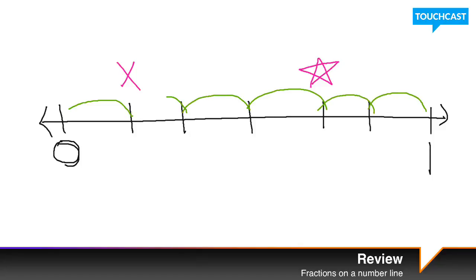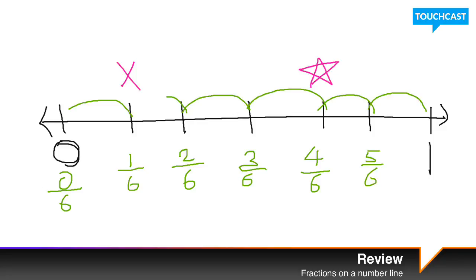So our denominator is what? 6. Let's label each point 0 over 6, 1 over 6. You can draw this along with me if you want. 2 over 6, 3 over 6, 4 over 6, 5 over 6, and last but not least 6 over 6. And we know that's true again because any number over itself, 6 over 6, 4 over 4, is equivalent to 1 whole.